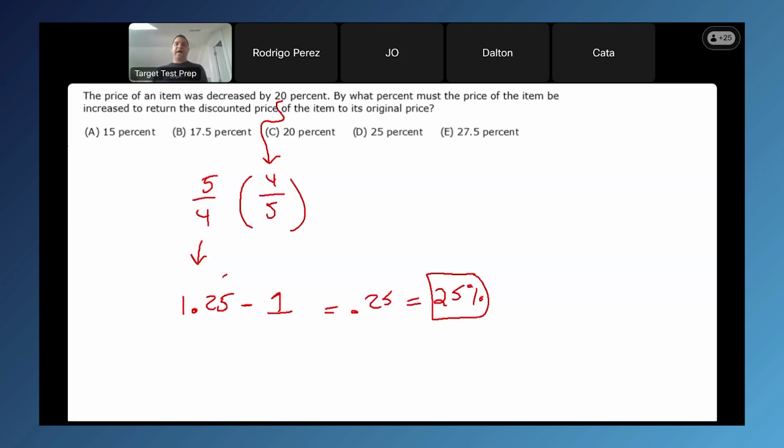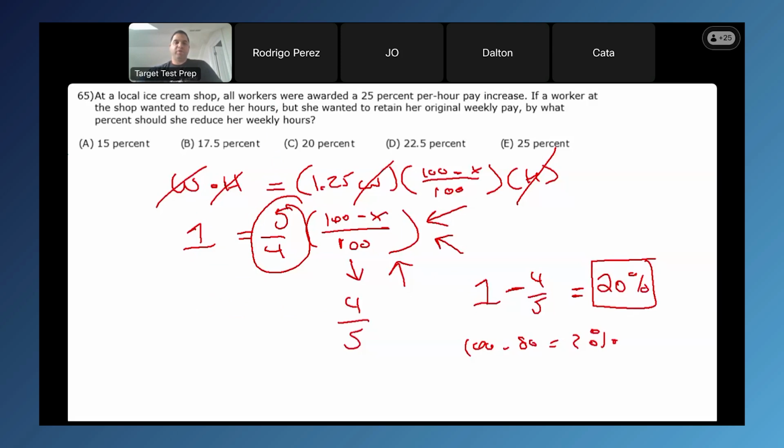Now, I don't see there being a faster way to do this than that. You can set it up, you can solve for terms, you can plug in values, but do you see how quick and simple this is? And we did the same thing here. Instead, we're reducing from 5 over 4, so multiplying by 4 over 5.